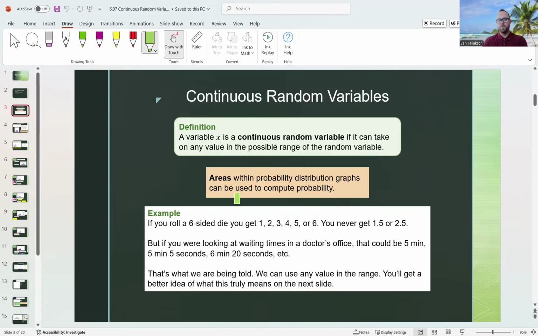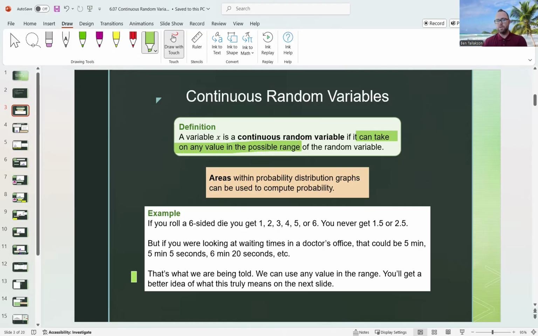Okay? But an example of where a continuous random variable exists is if you're looking at waiting times in a doctor's office. You could wait for 5 minutes and 5 seconds, or 5 minutes flat, 6 minutes, 20 seconds, all different possibilities. So that means the variable can take on any value in the possible range. So that's what we're being told.